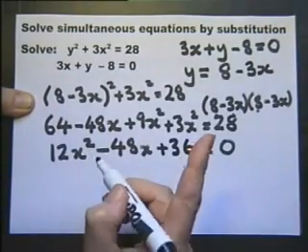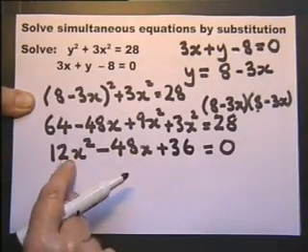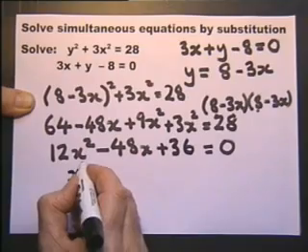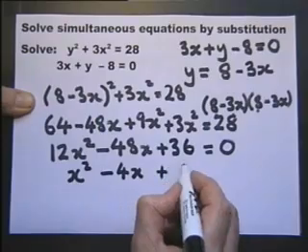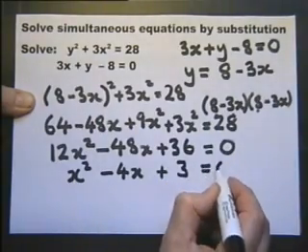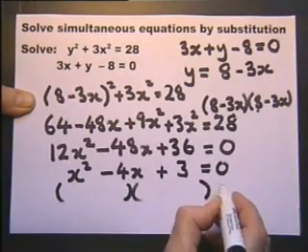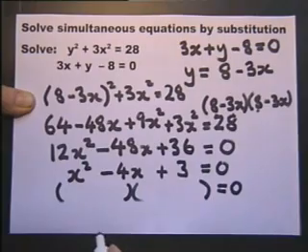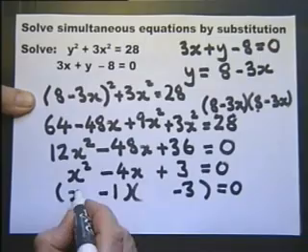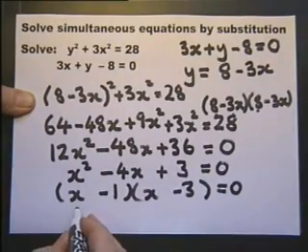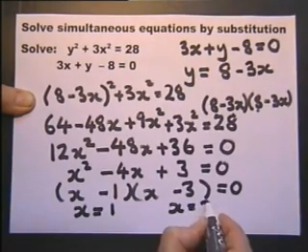If we happen to spot that each of these are multiples of 12, dividing this by 12 and getting 1x squared, dividing this by 12 and getting 4x, and dividing this by 12 and getting 3 will make our job a lot easier. Now we're going to factorise. Two numbers multiply together to give me plus 3 and add together to give me minus 4, so that's the business. So we get two answers from this. We get x minus 1 equals 0 and x minus 3 equals 0, so x equals 1 and x equals 3.